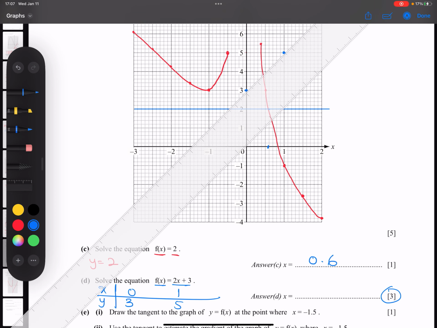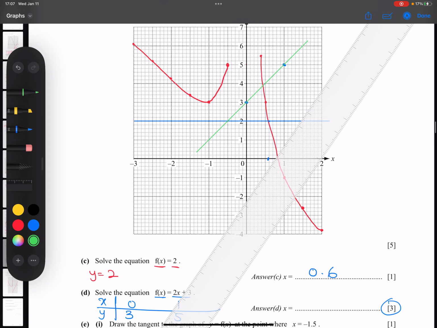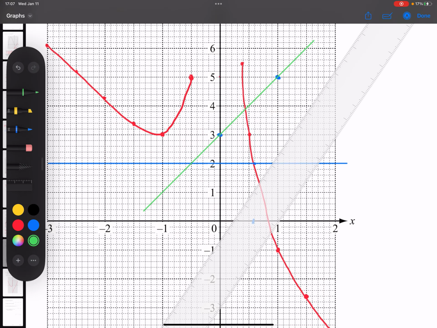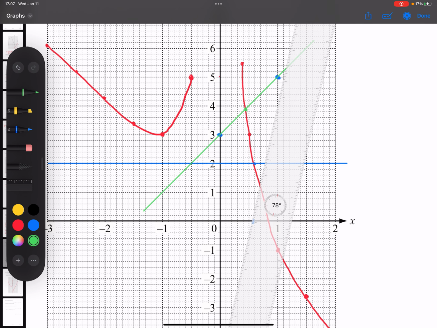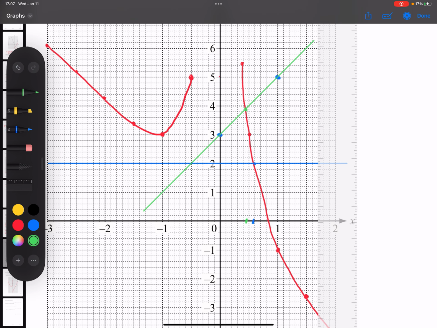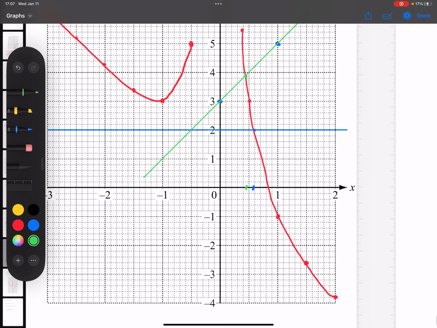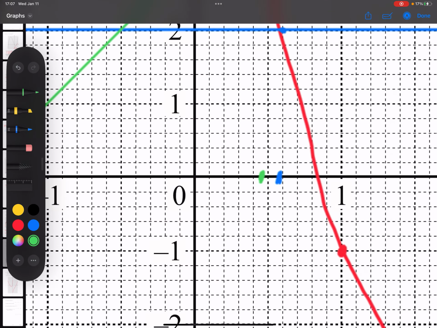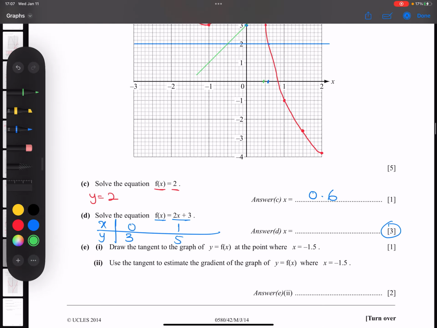Okay, so it's something like that. And this is going to be your line, and I'm going to use green. Okay, and there is a point of intersection. If we go towards the point of intersection, it's this point. Then we're going to track it down and find the x coordinate, which is going to be something over here. So this is going to be 0.45, because it's exactly in the middle. So this is your answer for this question.